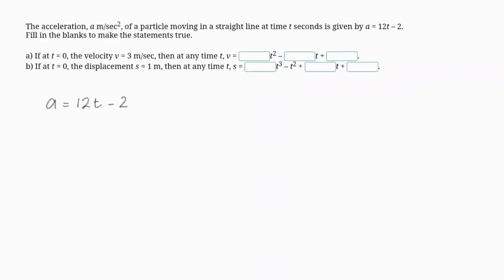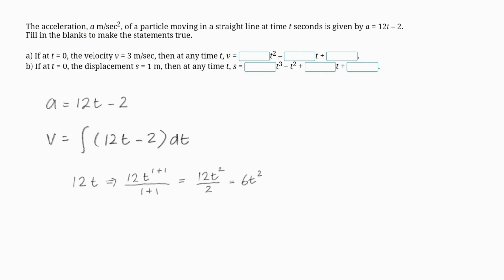We are given acceleration, a equals 12t minus 2, and we need velocity. To get there, we have to integrate. Let's integrate the function 12t minus 2. For the first term, 12t becomes 6t squared. As for the constant negative 2, it becomes negative 2t. So the integral of 12t minus 2, dt is 6t squared minus 2t plus c.